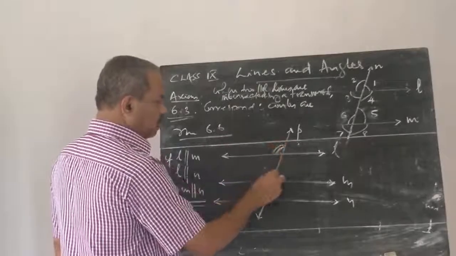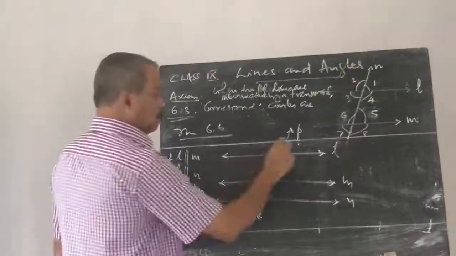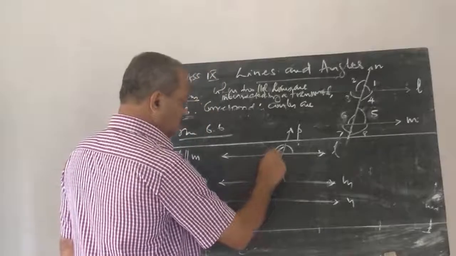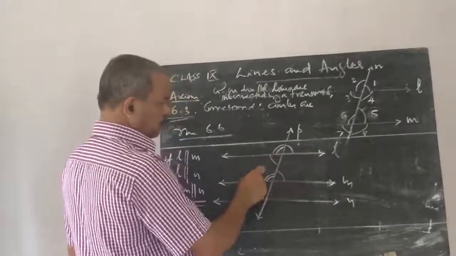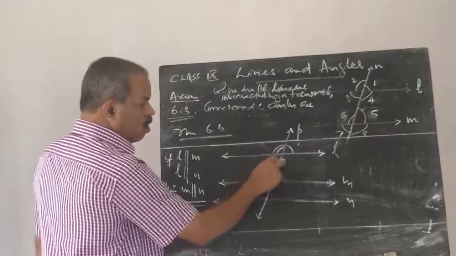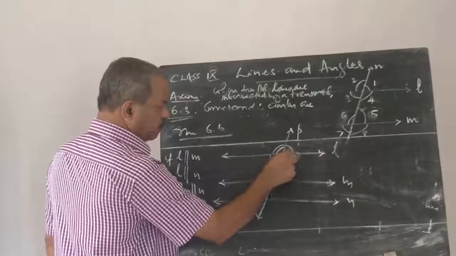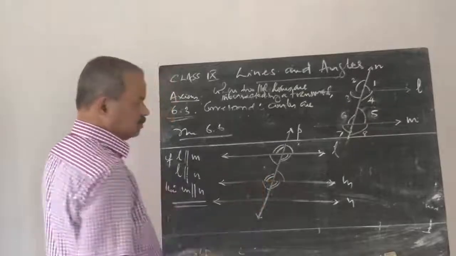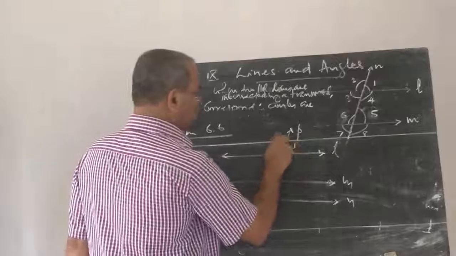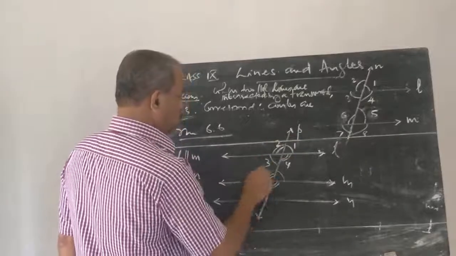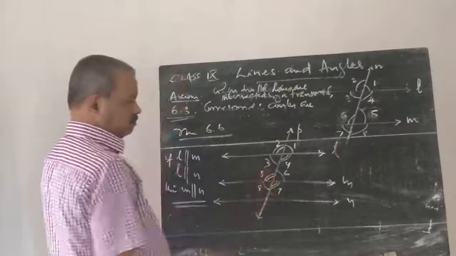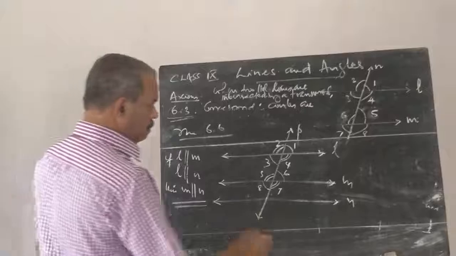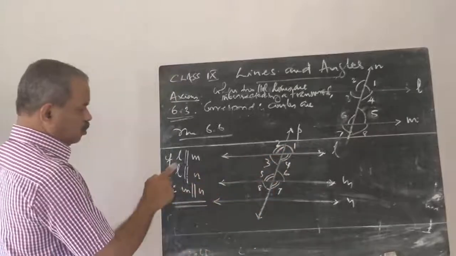Corresponding angles are equal. These two angles are equal. Co-interior angles are supplementary. Alternate angles are equal. The angles are numbered 1, 2, 3, 4, 5, 6, 7, 8. And now we can prove this result.